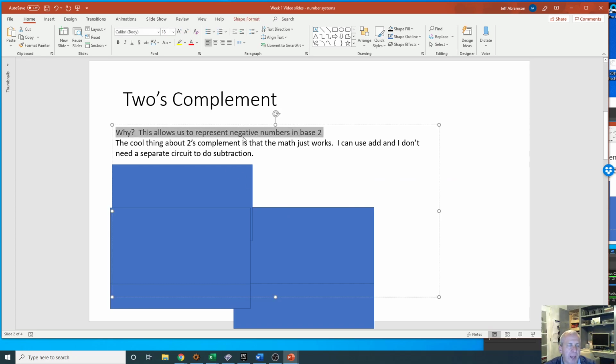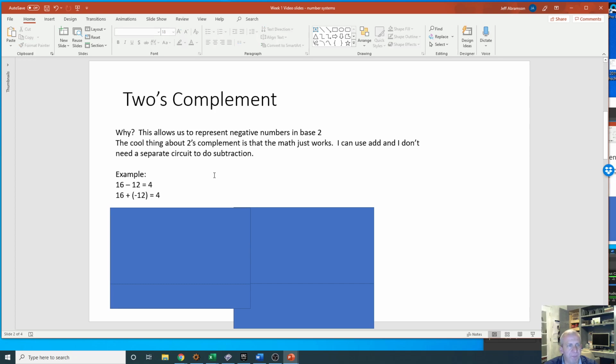And the cool thing about 2's complement is the way it's designed, you can add positive and negative numbers at will, and you'll always get the right answer. This is really important in hardware because you don't need a separate piece of hardware to do subtraction. You simply add, and you're good to go. You know how to do this in base 10, right? If I want to subtract, I can instead add a negative number. Let me talk a little bit about how that works here.